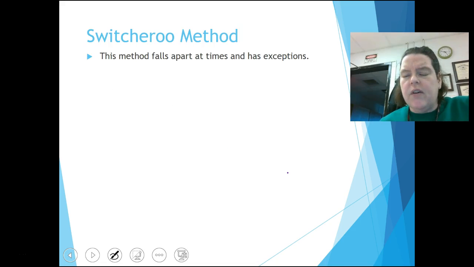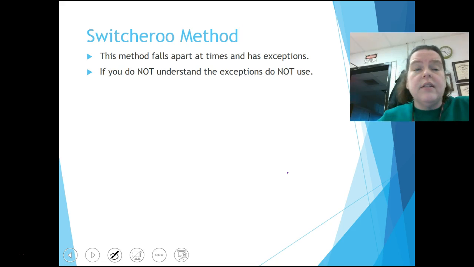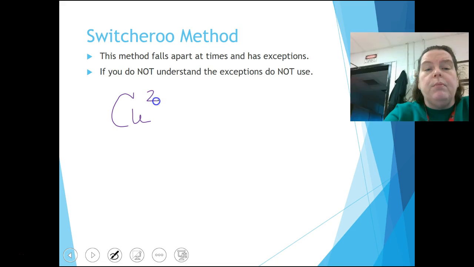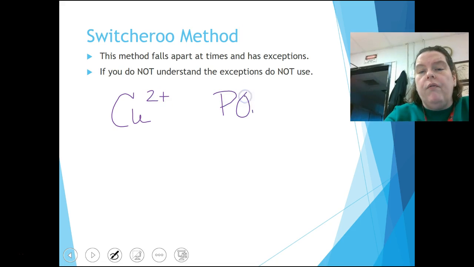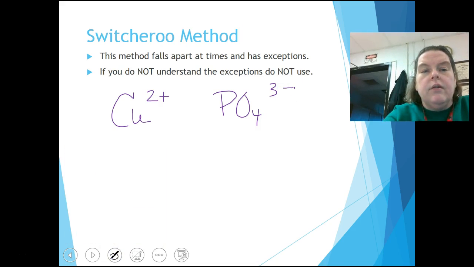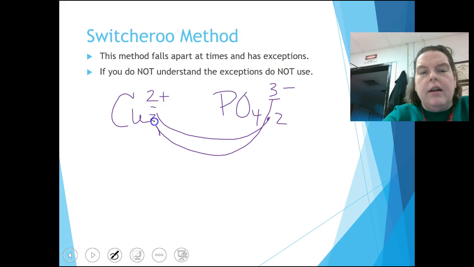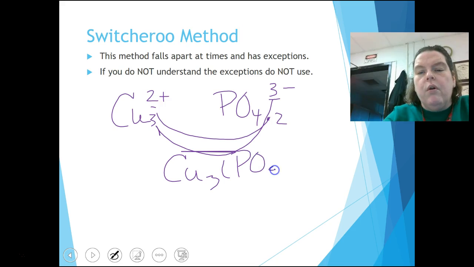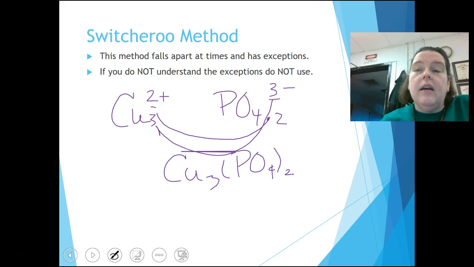Okay? Last method is the switcheroo method. This method falls apart again. Remember, if you don't understand the exceptions, don't use it. So here we have the Cu2+. We have the PO4 3-, remember the 4 belongs to the O. Oops, that's not a minus. Okay, let's try this again. Erase, all right, minus. So the 2 becomes the number of the phosphate I need, the 3 becomes the number of copper I need, and I get Cu3(PO4)2.